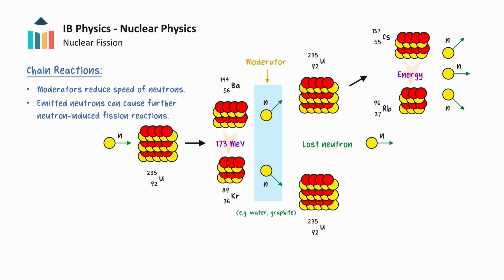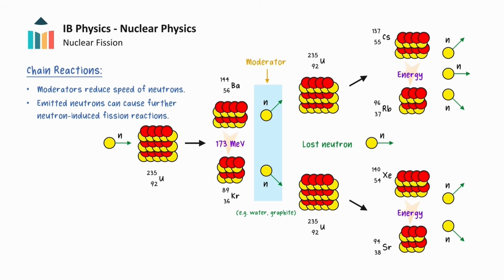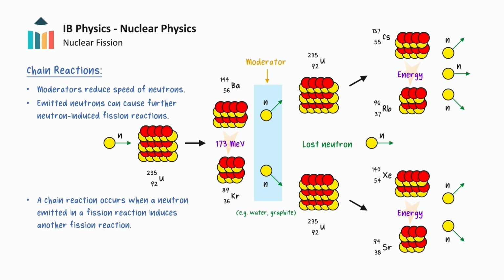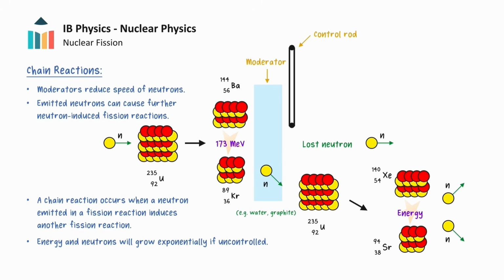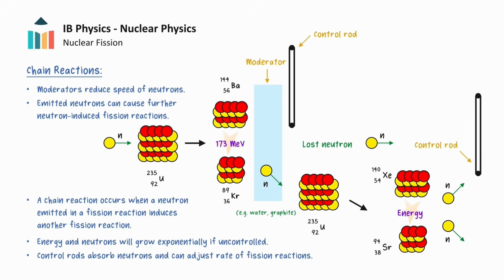If the neutrons emitted from a fission reaction can induce at least one more fission reaction, then this process becomes self-sustaining and is known as a chain reaction. But as we can see, the number of fissions and the energy released will grow exponentially if the number of emitted neutrons is not controlled. In a nuclear reactor, chain reactions are controlled using control rods, often made of boron or cadmium. These rods can be inserted into a nuclear reactor and will absorb neutrons that collide with the rod. This will reduce the number of neutrons that can go on to induce further fission, and the rods can be raised and lowered to control the chain reaction.